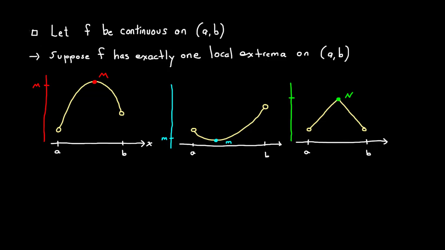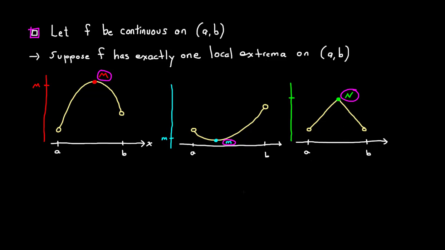So, if in fact f is continuous on an open interval a b, and there is exactly one local extrema on that interval, then the local maximum becomes the absolute maximum. There is no other value on that interval that is larger than m. The same is true for the minimum. The local minimum will then become the absolute minimum, and local max becomes the absolute max.